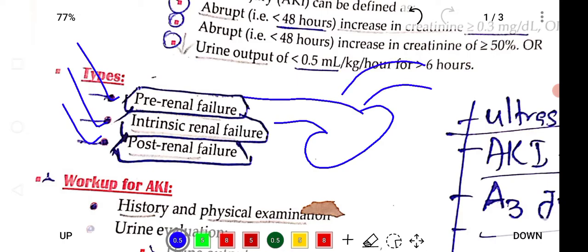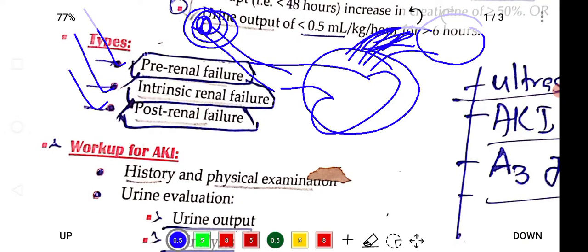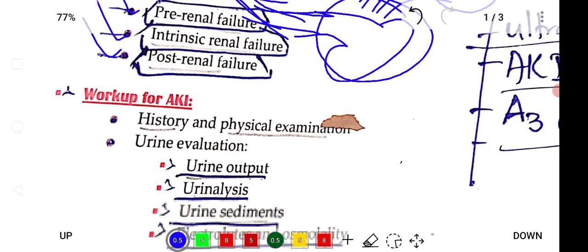Now, when pre-renal failure occurs, it means there is some problem related to the vessels before entry into the kidney. Intrinsic renal failure involves the kidneys, and post-renal failure involves the ureter or prostate or any other malignancy in the ureters. So in this way, kidney failure is divided into three types.